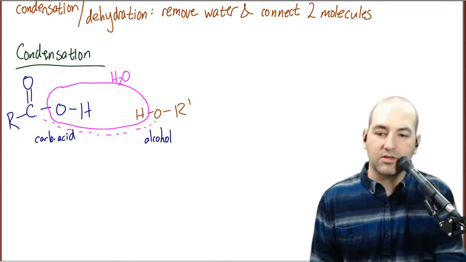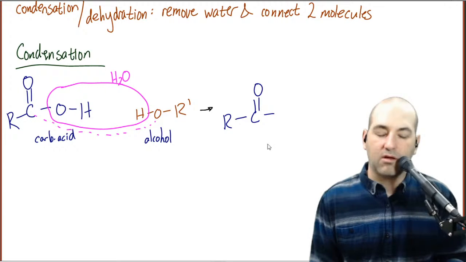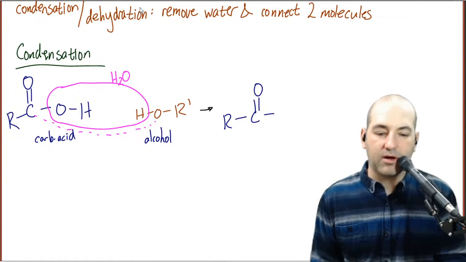All right, so let's draw the result of that, and then you can see how this works. So the rest of the carboxylic acid stays intact, but now it's no longer connected to this OH because that has left and become water, which we'll draw as a byproduct in a second.